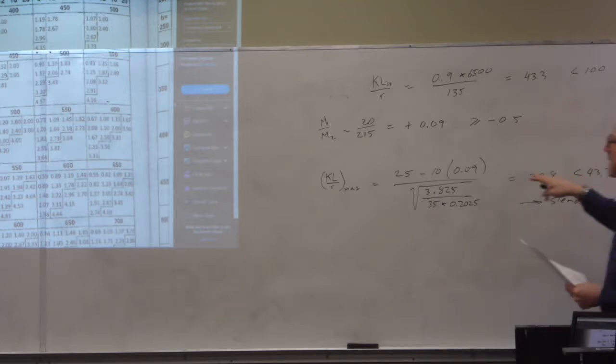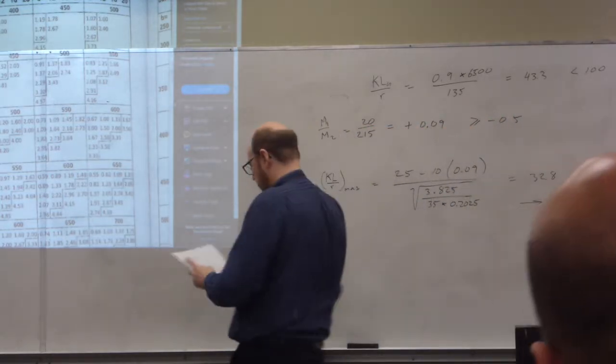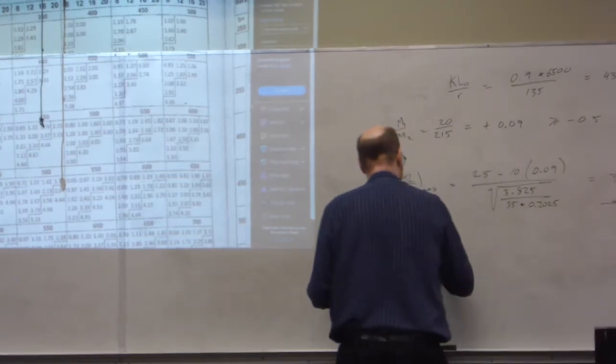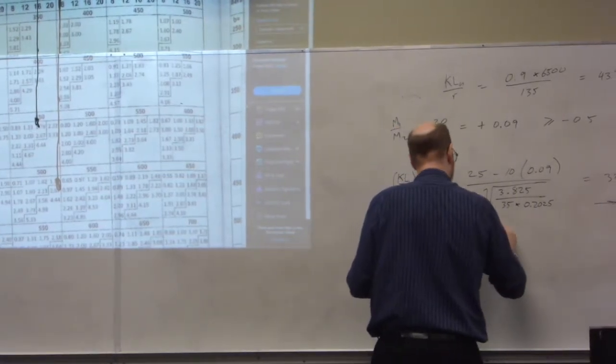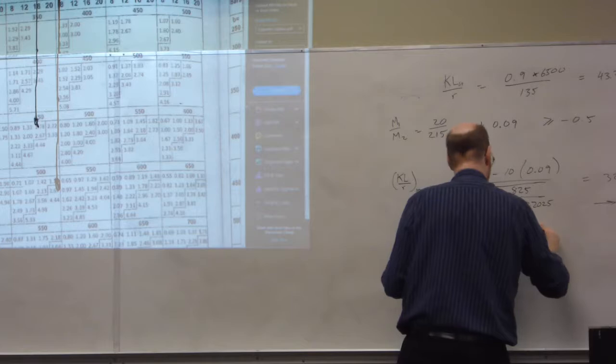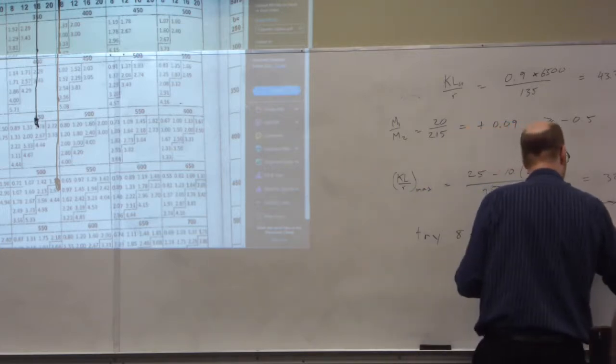Okay, so as we go through here, our first guess, let's write this down. I'm going to try 8 30M bars on all sides.